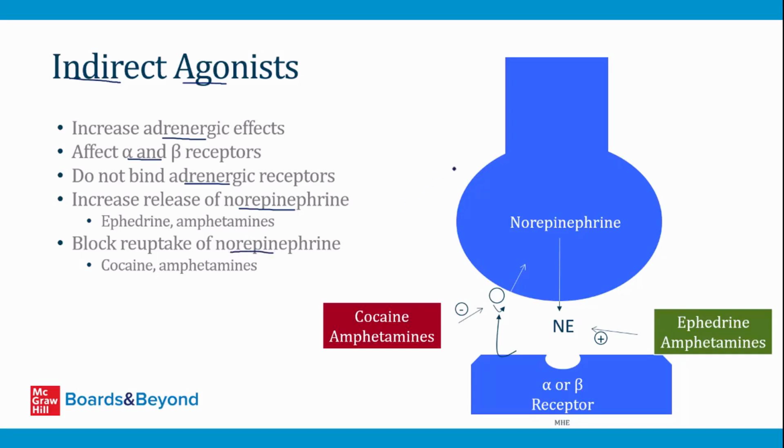So to understand this, let's look at my little drawing on the slide here. So let's imagine this is a neuron that's capable of releasing norepinephrine. And once it's released, it can bind to adrenergic receptors like alpha or beta receptors. So the way indirect agonists work is some of them promote the release of norepinephrine. This is how ephedrine and amphetamines work, which we'll talk about shortly. The way other drugs that are indirect agonists work is they block these reuptake pumps so that norepinephrine does not get taken back up into the neuron. And this is the way cocaine and also amphetamines work as well.